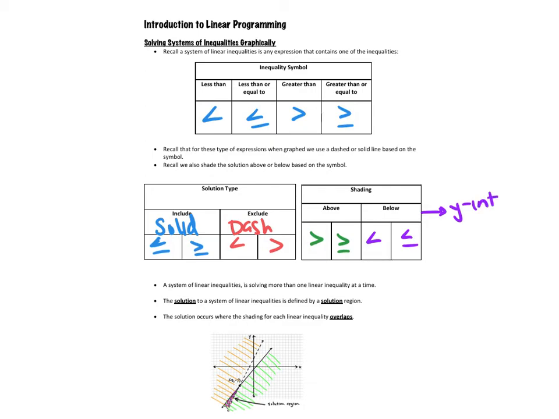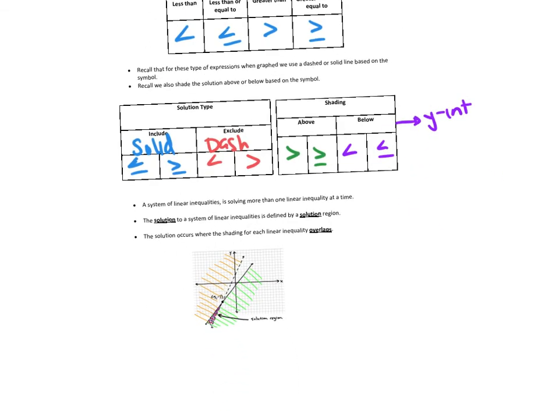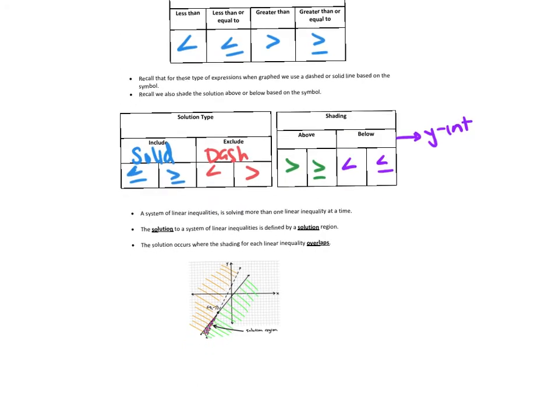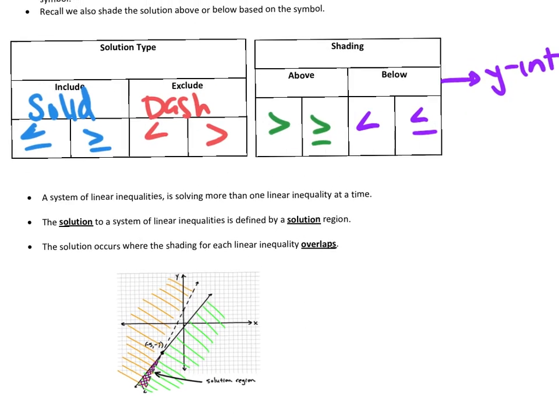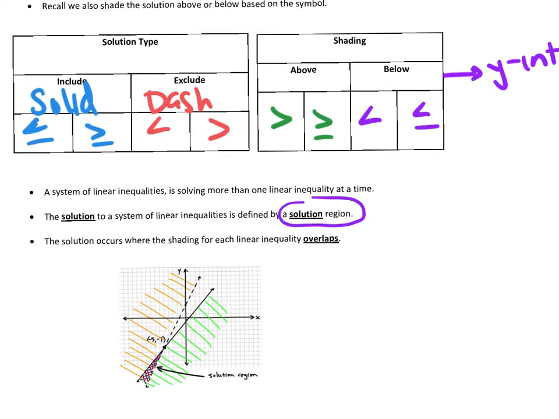And so when we start to graph a system now, we're going to graph more than one line at a time. We're looking for the solution, or what we now call a solution region. So we're going to be within a solution region, and the region occurs from the shading overlapping.